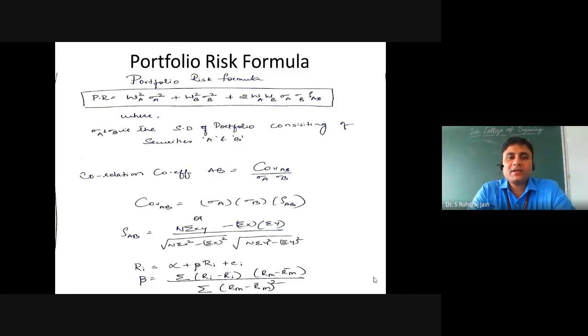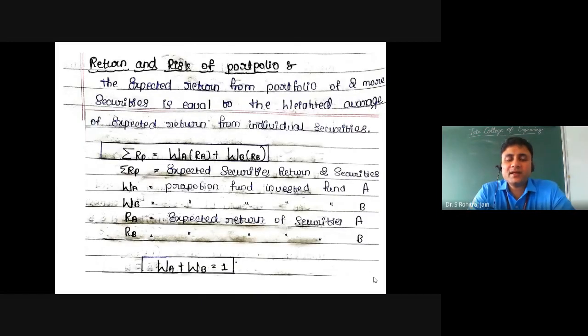How do I calculate portfolio return? Please see there. RP is equal to weight of security A multiplied by return of security A plus weight of security B multiplied by return of security B. Do not memorize the formula. Please understand what we are calculating. We are calculating the portfolio return.